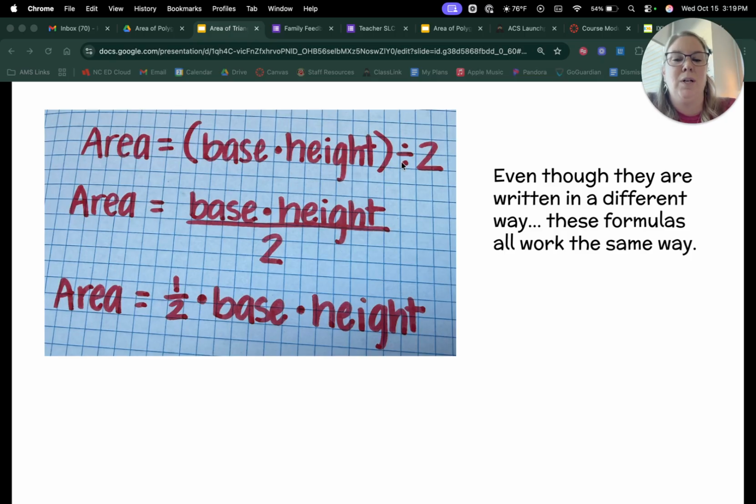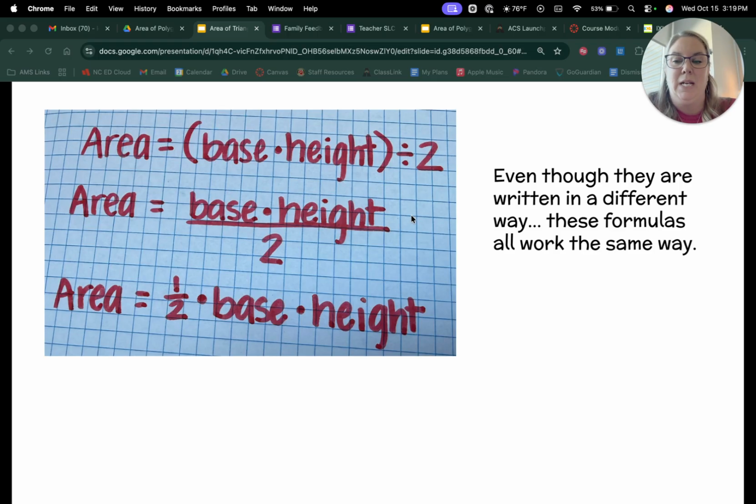The top one requires you to use order of operations with parentheses. This is the one you're going to see written out the least. This is the most elementary and the least commonly used, okay? This right here, the one in the middle, with the base times height on the top, it is implied, and you have to infer, that you are going to find whatever the base times height is first and then divide it by 2.